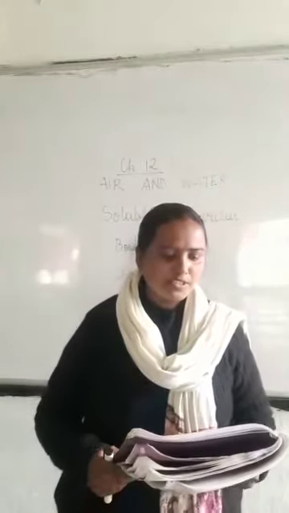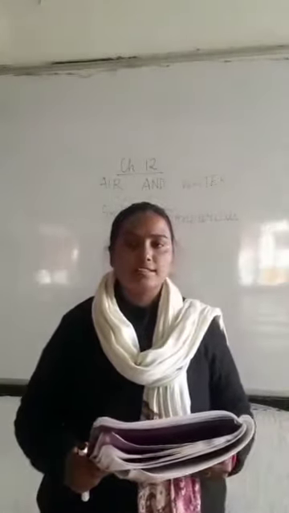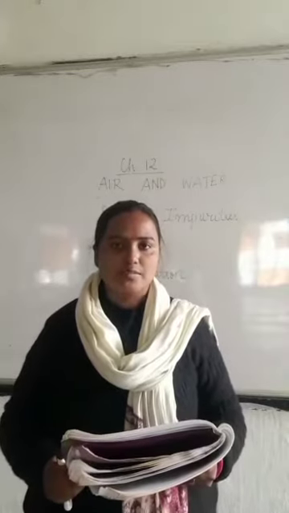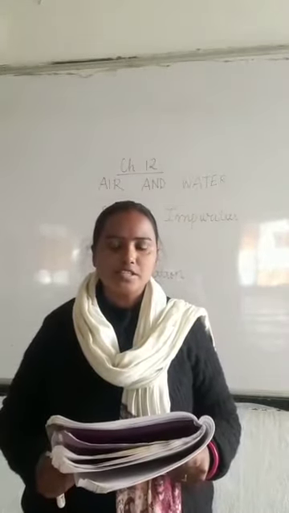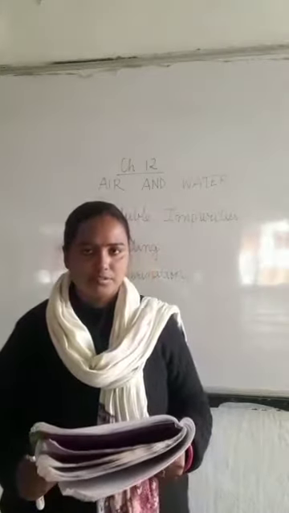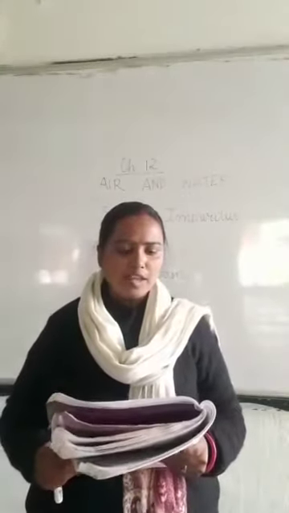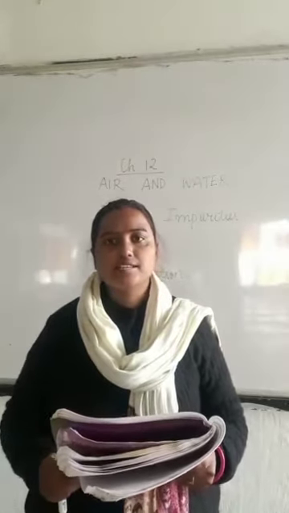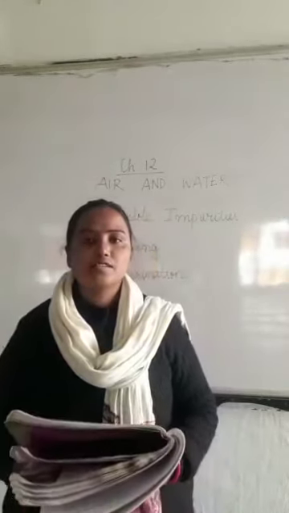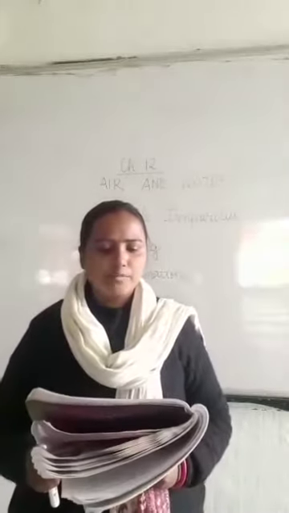Some water filters use ultraviolet light to kill germs. So ultraviolet light is also used to kill germs in some of the filters that we use nowadays. We now also use reverse osmosis, that is RO, purifiers to purify drinking water.